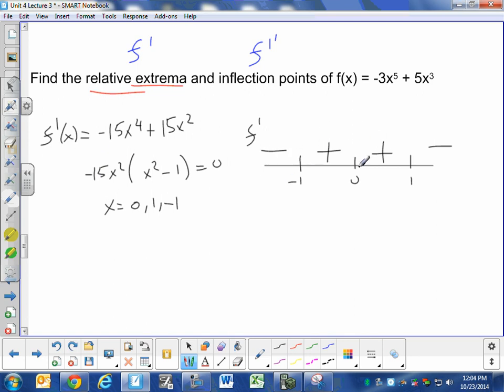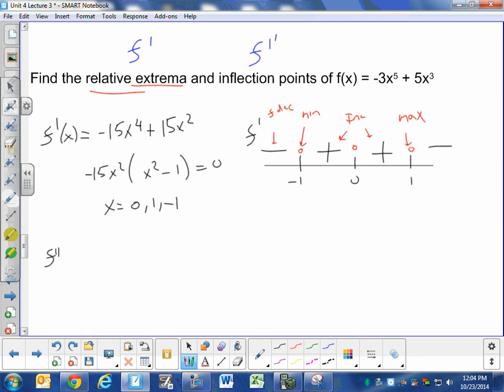So we only have 2 extrema. We'll have a minimum at negative 1. We'll have a maximum at 1. This is when my function is decreasing. This is when my function would be increasing. And then we'd have, of course, 0, so we'd be constant at these locations. So that's step 1. That's the relative extrema.